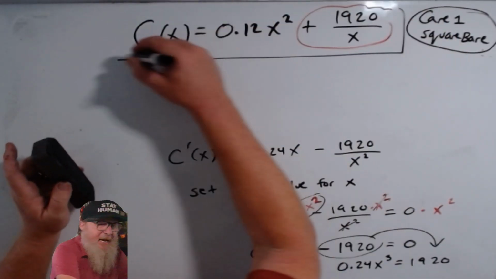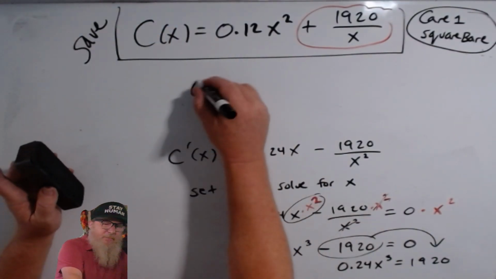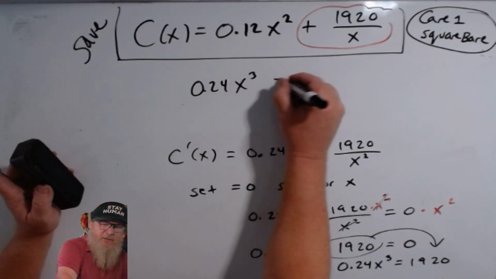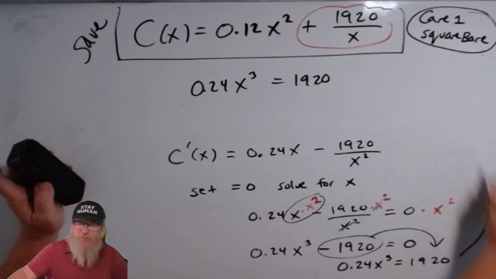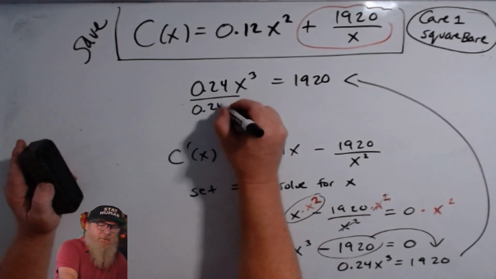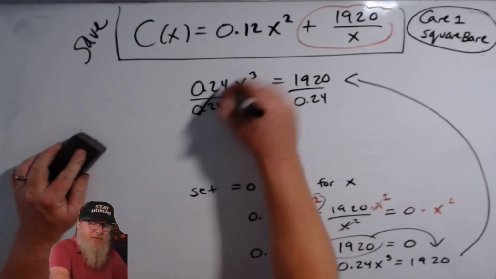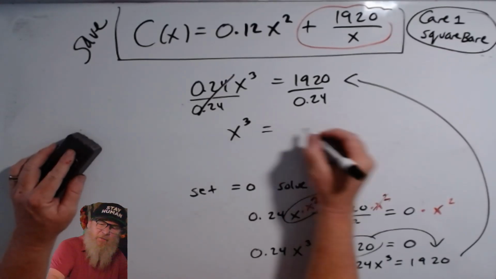So again, I want to save that. I'm going to need it at the end. 0.24 x cubed equals 1920. Just rewriting it up here so you can see it. Divide by 24 cents. At this point, I'm just talking to myself. You already know how to do this. This is just solving for x.